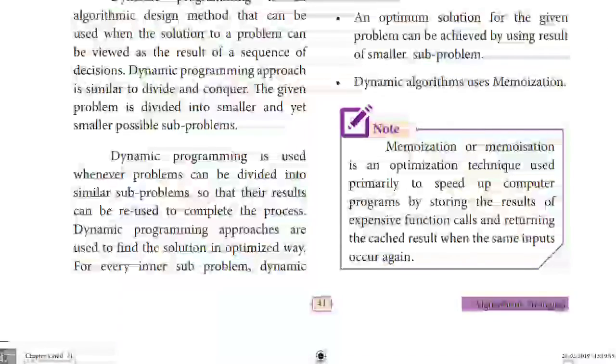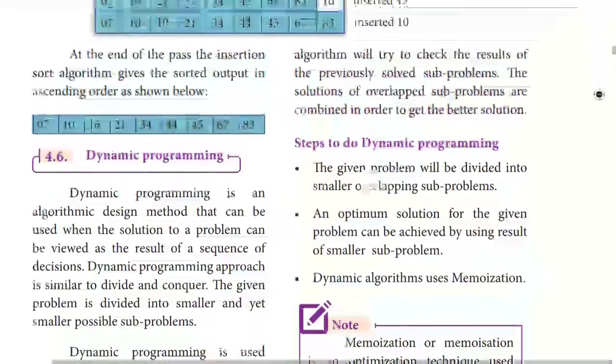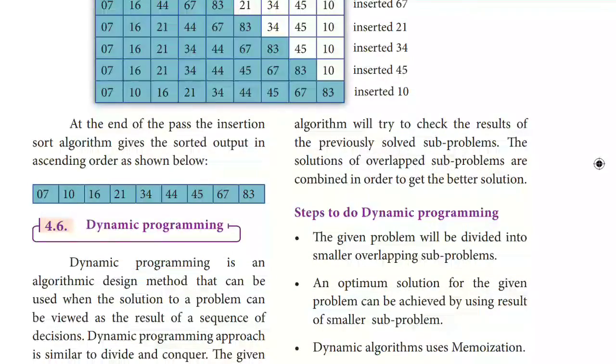Dynamic programming approaches are used to find the solution in an optimal way. For each inner subproblem, dynamic algorithms will try to check the result of the previously solved subproblem. The solutions of overlapping subproblems are combined in order to get a better solution. So in dynamic programming, you will always look at the previous result to solve the problem in a better way.